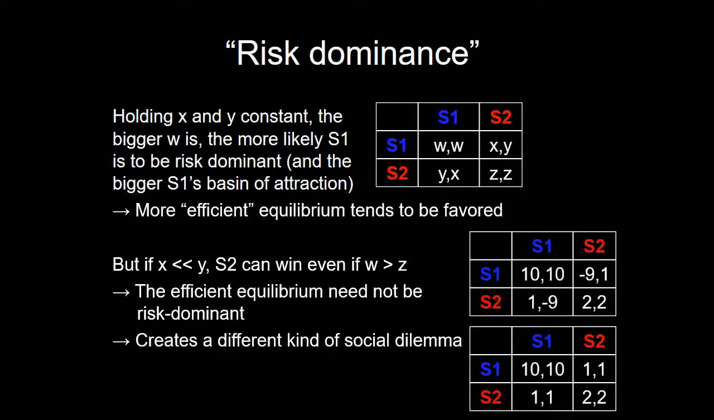For example, if we change the off-diagonal payoffs so that now X is very negative, then even though strategy 1 is way more efficient than strategy 2, people will still learn to play, or evolution will wind up favoring, the less efficient equilibrium. And this is what we saw happen in your game, where there was the off-diagonal payoff of -20 if you cooperated and the other person defected. You guys learned to play the less efficient defecting equilibrium because you didn't want to risk getting burned.